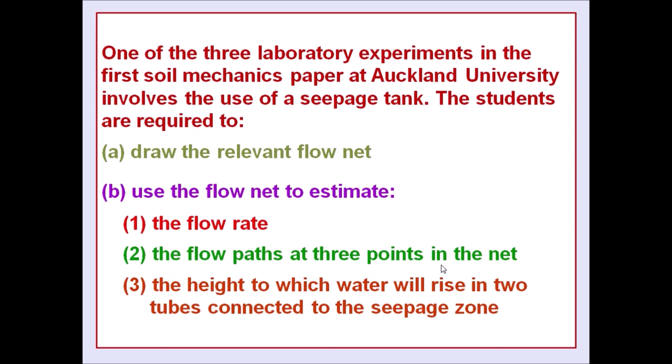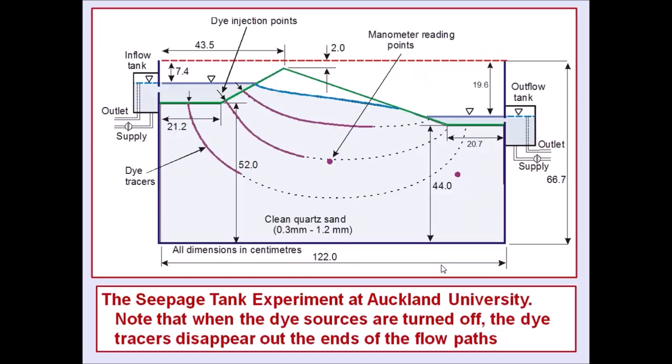One of the 3 laboratory experiments in our first soil mechanics paper at Auckland University involves the use of a seepage tank. Before they do the experiment, the students are given the dimensions of the tank, and they are required to draw the relevant flow net, and then use it to estimate the flow rate, the flow paths at 3 points in the net, and the height to which water will rise in 2 manometer tubes connected to the seepage zone. So they've got quite a bit of work to do before they do the experiment.